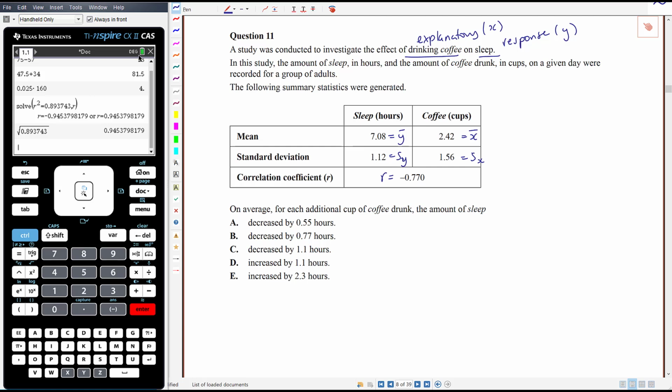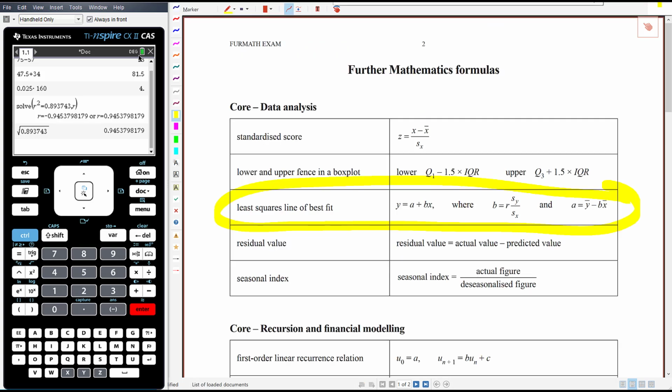Okay, so here we want to know, on average, for each additional cup of coffee drunk, the amount of sleep decreased by da da da da. So here we have to identify that this is talking about the slope of the least squares regression line. If the least squares regression line is y equals a plus bx, this is talking about b. So on our formula sheet, to find b, we do correlation coefficient multiplied by the standard deviation of y over the standard deviation of x.